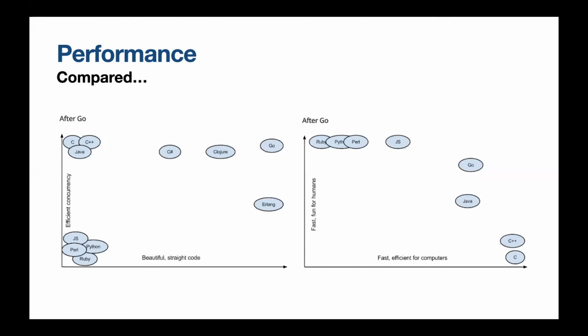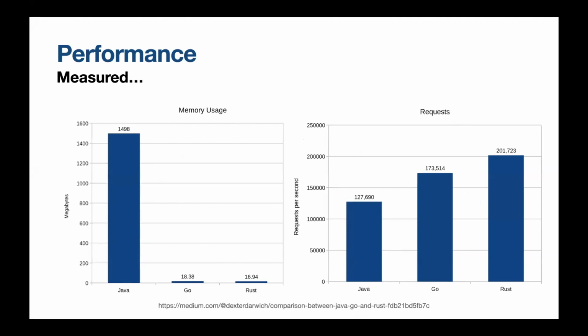Again, you can see Go plays a kind of middle role. It is really fast for the machine as well as humans, but not as fast for machines as C++. At the same time, not as productive as Ruby or Python. The left graph is extremely biased, especially with Clojure up on top.